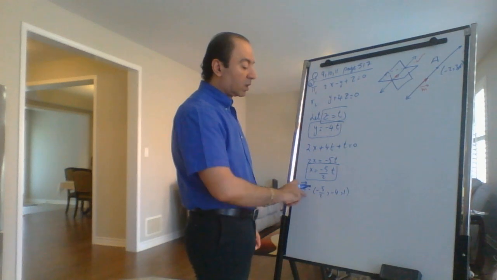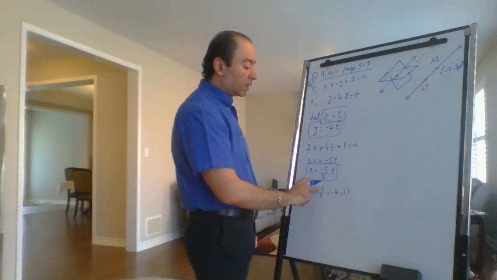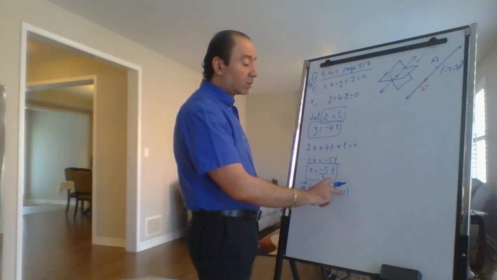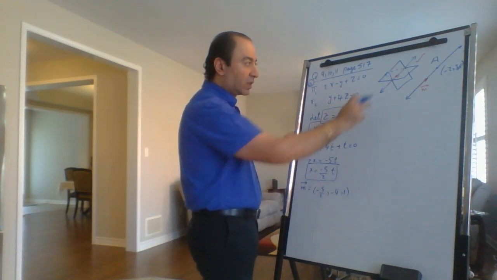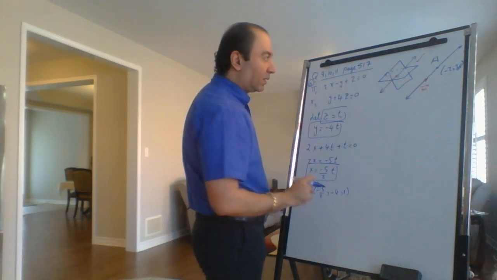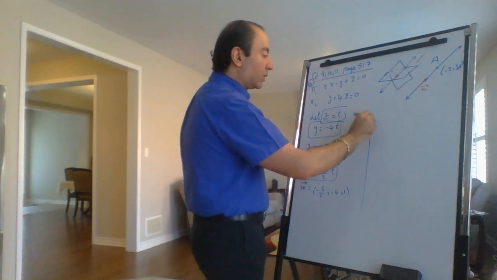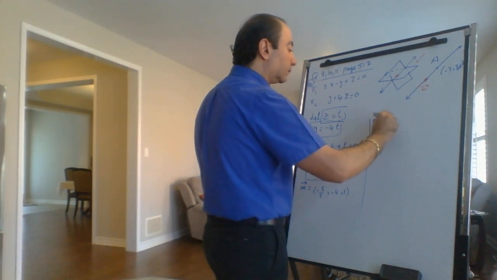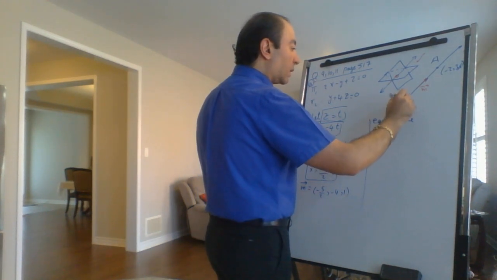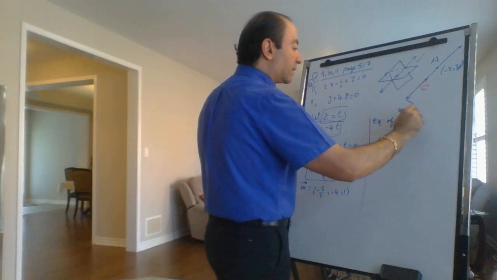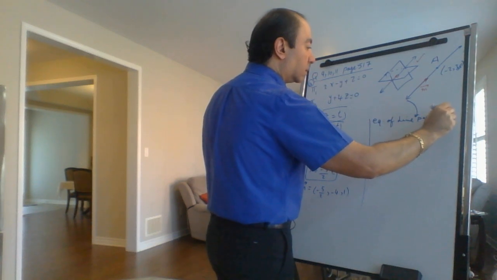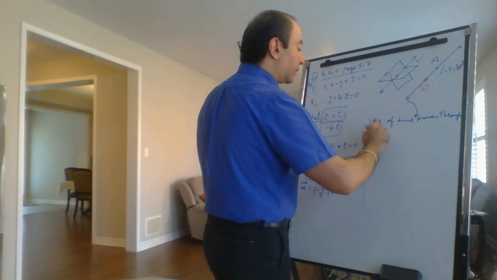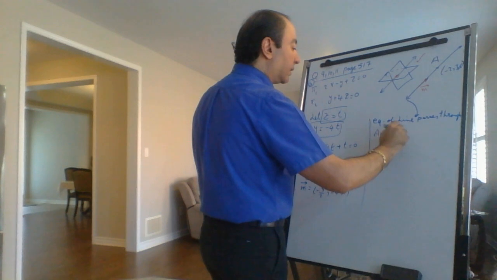If you don't like fractions, you can multiply this by 2, so you get negative 5, negative 8 and 2. You can multiply by negative 2, but I wanted to keep it this way so you understand that I just copied this into here. So now the equation of the line: this line passes through A and is parallel to the line of intersection.